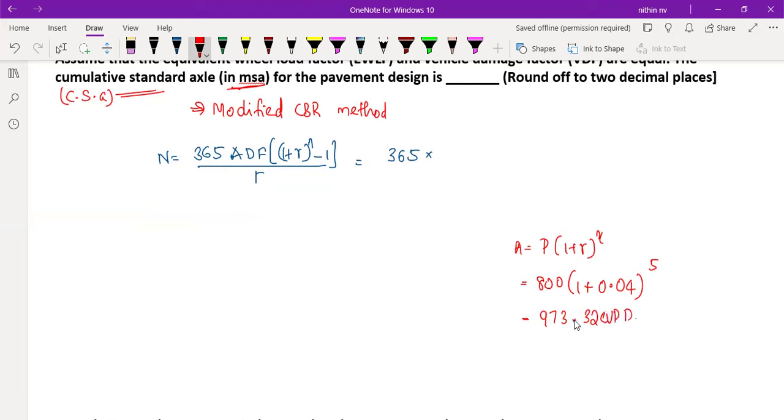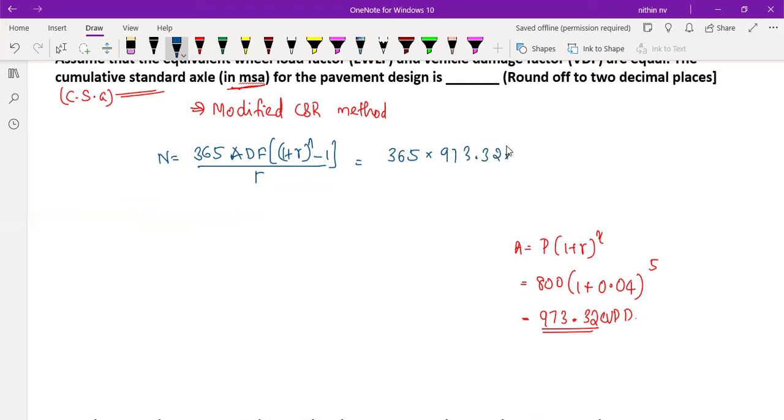So generally, we don't round off the value. Yes, if you are rounding off to 973 or 974, you can take, but generally we don't do that. We substitute it directly here. Okay. So 973.32. That's it. So A we have substituted.